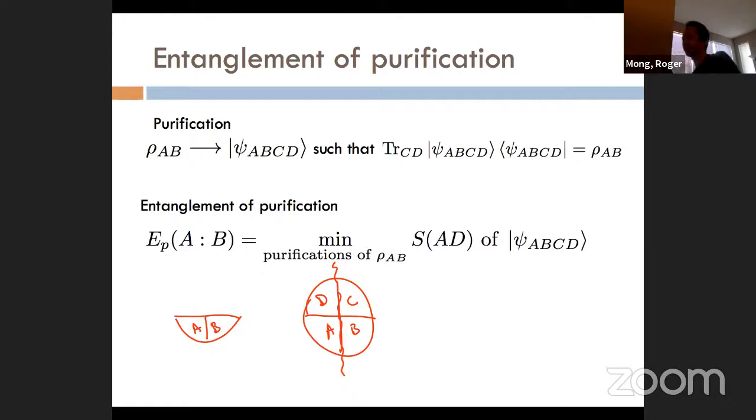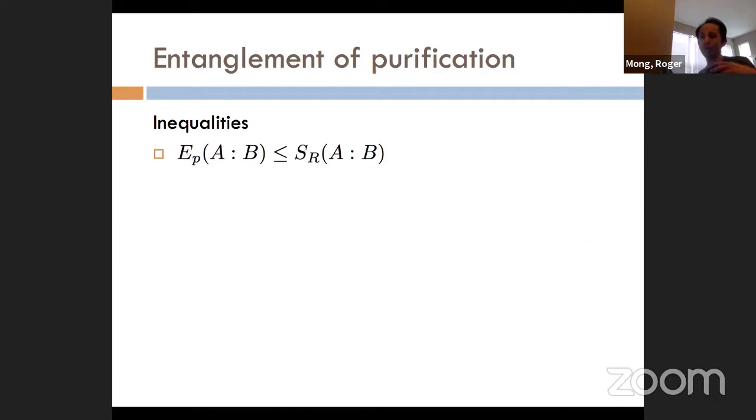All right, so I'm going to state a few facts about the entanglement of purification. In fact, it satisfies a number of inequalities. And please, if you have any questions, do slow me down. All right, so the first inequality is that the entanglement of purification of AB is always less than the reflected entropy of AB. And this is true basically by definition.